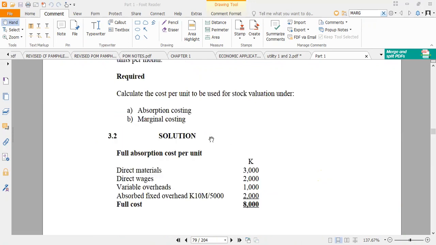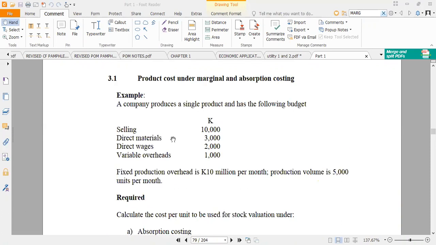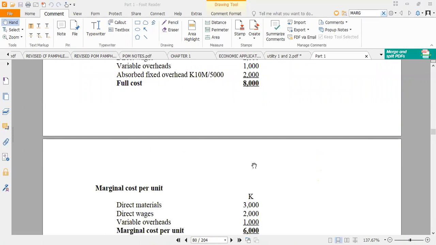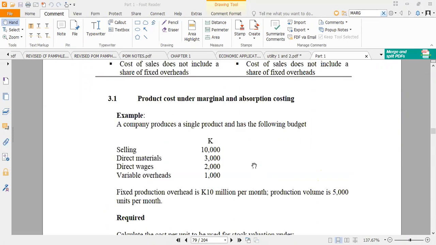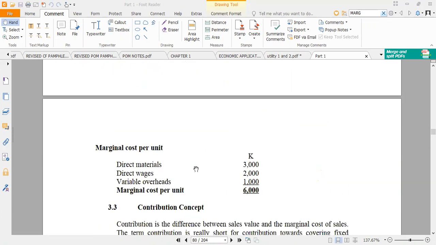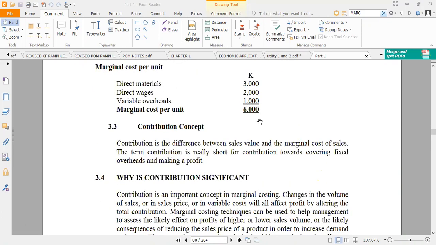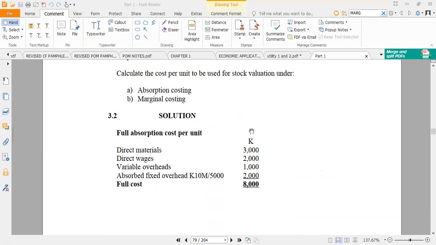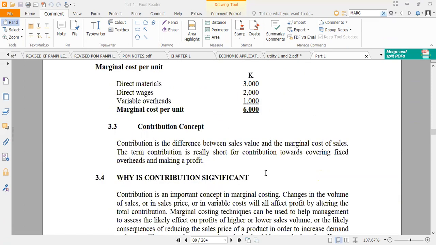If we go back to the selling price per unit, which is 10,000, we subtract each of those costs. For marginal costing, 10,000 minus 6,000 gives the contribution of about 4,000. Then for absorption costing, it will be 10,000 minus 8,000, which is about 2,000. So that's what we have.